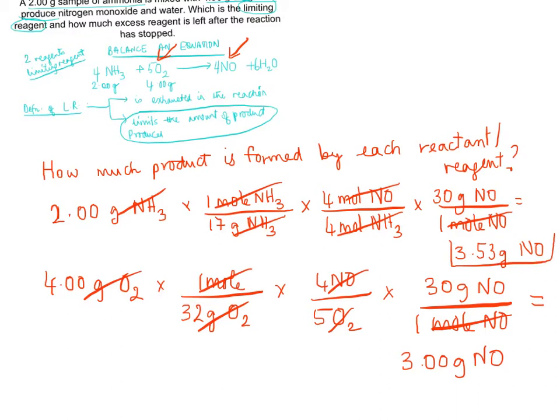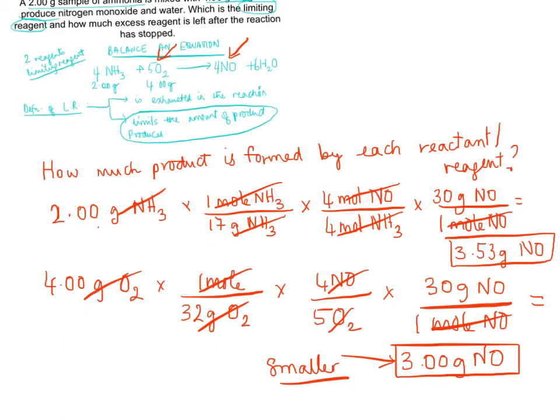Now we need to compare this number to this number. Which one is smaller? Taking 2 grams of ammonia produces 3.53 grams of NO. Taking 4 grams of O2 produces only 3 grams of NO. So in this particular reaction, if there was enough O2, if there was a little bit more, then you would get 3.53 grams of NO. But there wasn't, and therefore you got only 3 grams. So which is the limiting reagent? The one that produces the least amount of product is the limiting reagent.